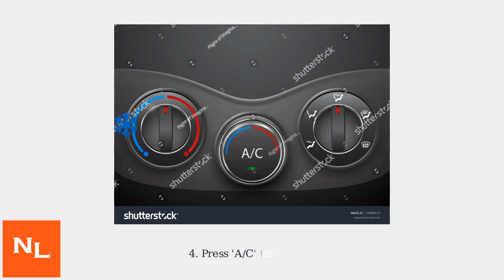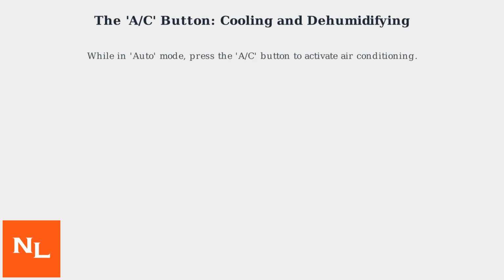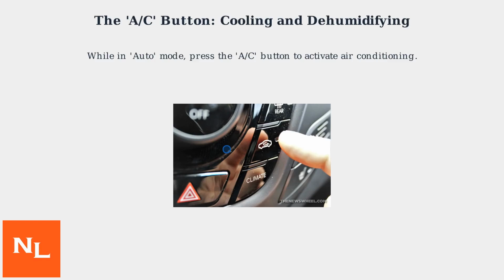Press the AC button to activate cooling and dehumidifying. The system may switch to recirculation mode for improved efficiency. While in auto mode, press the AC button to activate air conditioning. This engages the cooling system that circulates refrigerant to lower the cabin temperature.